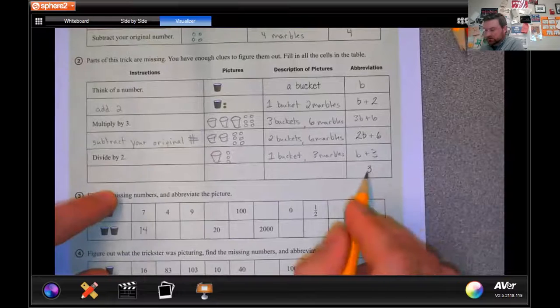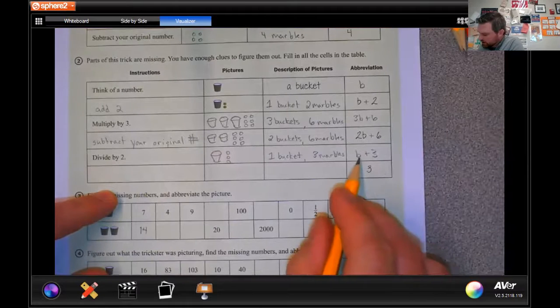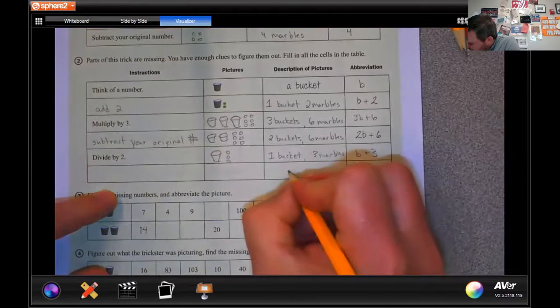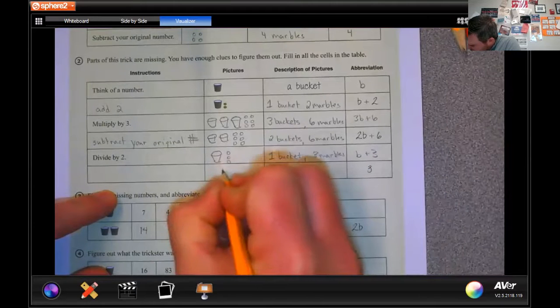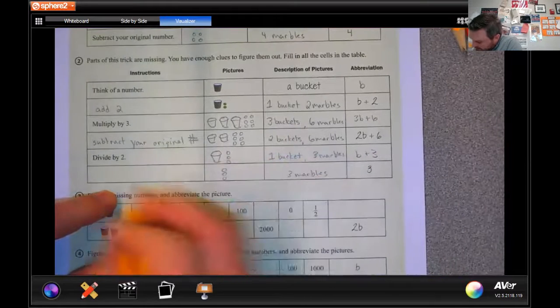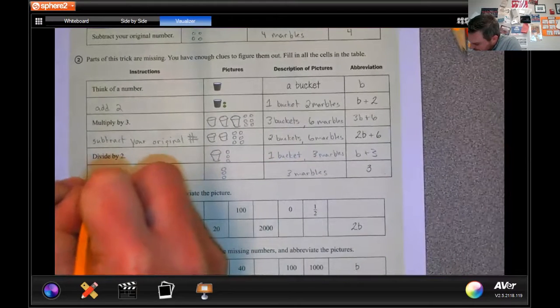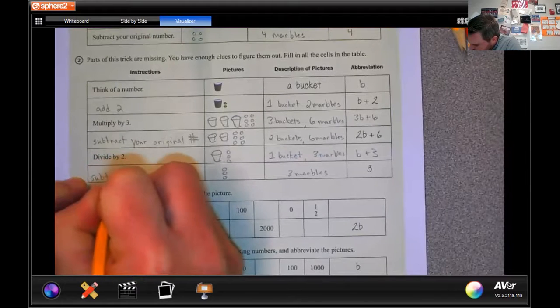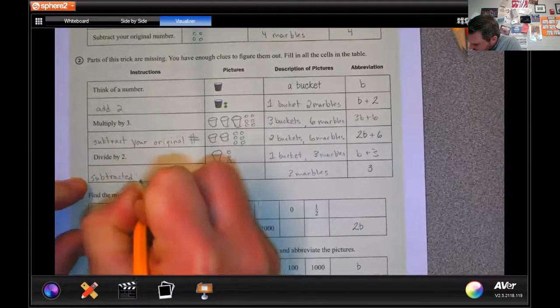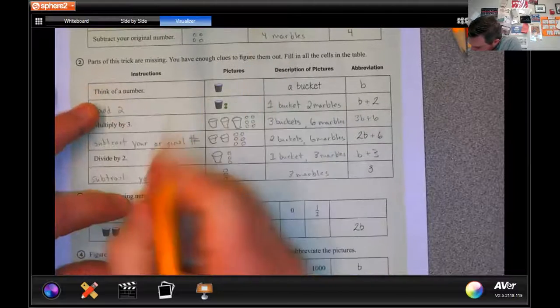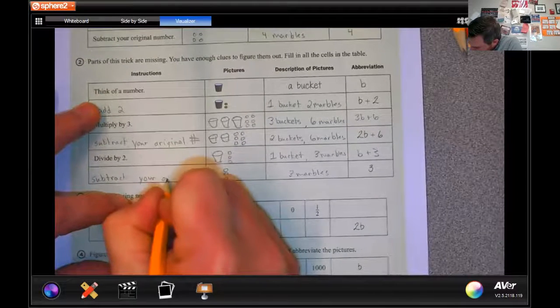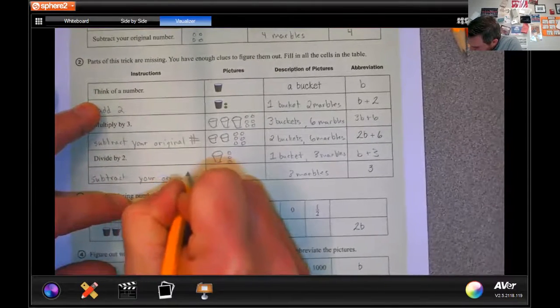And then down here, it looks like they just have a 3. So they got rid of their bucket. So 3 marbles, which is just 3 marbles. So they got rid of their bucket. So again, they subtracted your original number.